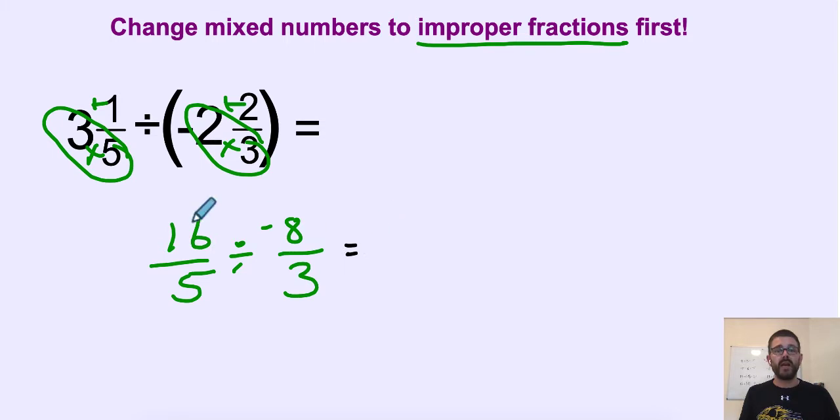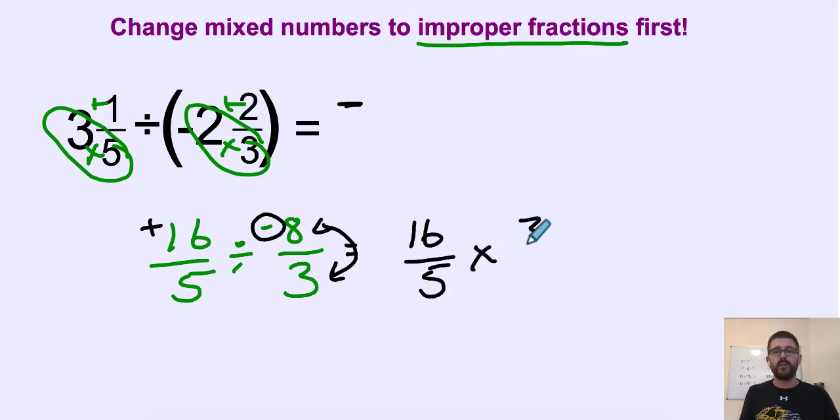Take care of our sign. A positive times a negative is going to stay negative. And now we rewrite it as a multiplication problem. So we're going to flip that second fraction, so it becomes 16/5 times 3/8. Once we've rewritten it as a multiplication problem, now we can cross simplify.